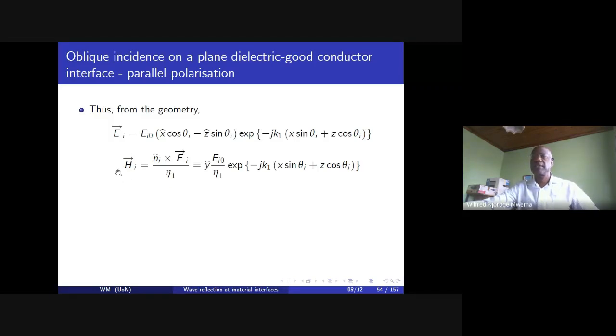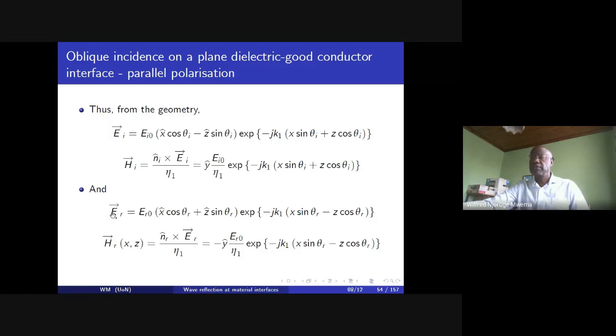So the H field, the incident magnetic field intensity, is therefore going to be given by the direction vector cross the electric field intensity, divided by the intrinsic impedance of the medium through which the wave is propagating. And once we do this, we can see that we'll just be left with a positive y direction for the HI, just like the figure shows. But if we were to interchange, we would get a minus, so to speak.